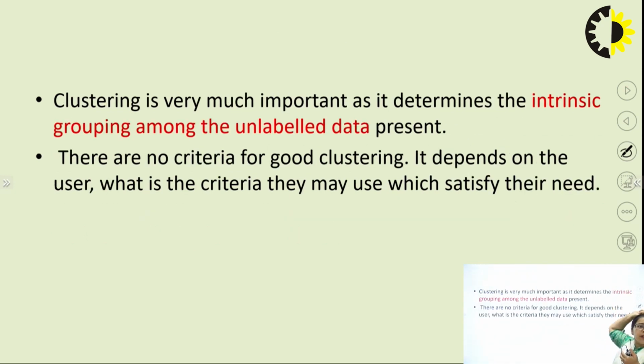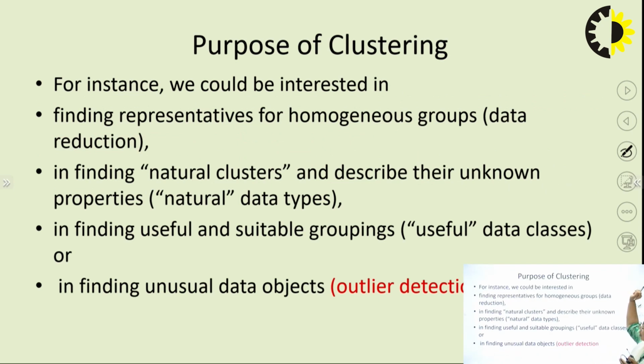So, we will see some examples of clustering and understand how it is happening. It is very important as it determines intrinsic grouping among the unlabeled data. The key point is unlabeled data. Here we are handling unlabeled data, and we are labeling the data as an outcome of this process. So, we are working on unlabeled data, identifying which are the similar types of data that have to move together and which are the dissimilar types that have to move apart, and that is the whole purpose of clustering.